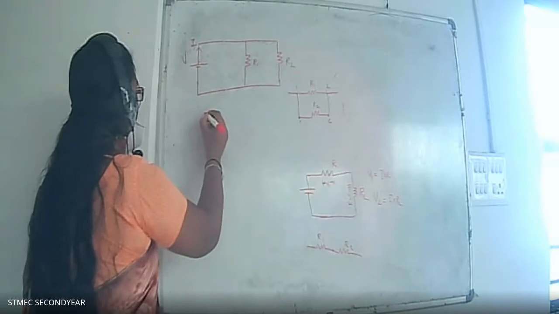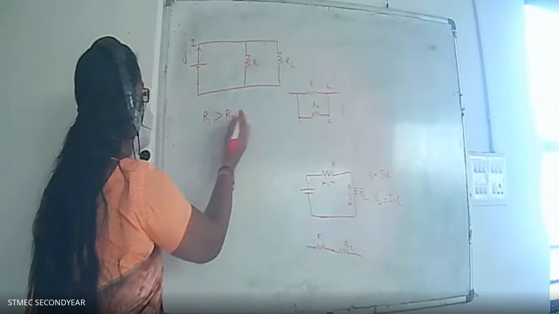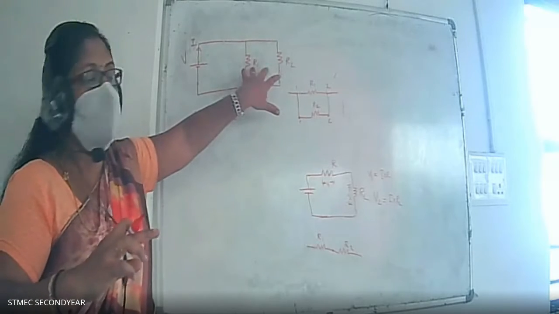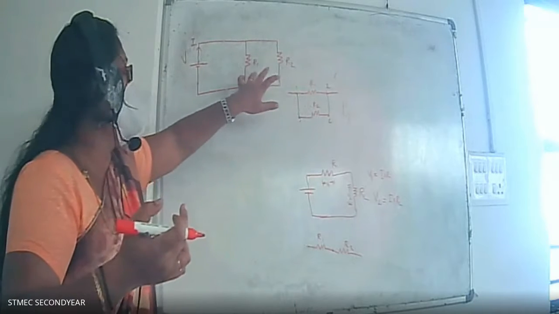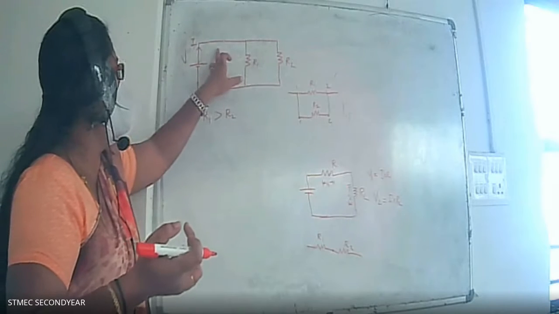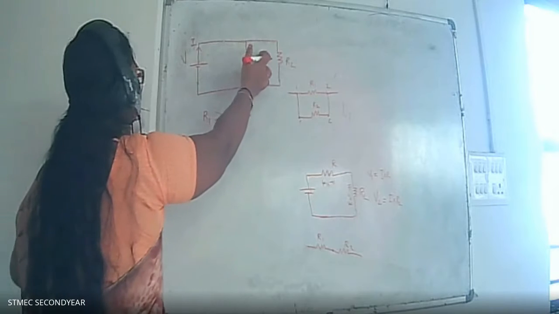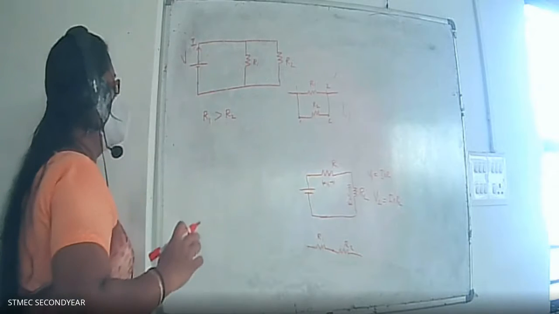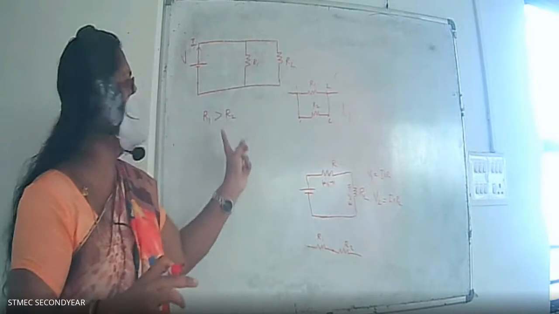Suppose I am telling one thing, that if R1 is greater than R2, what is its meaning? That is, this resistance is high and this resistance is low. That is its meaning. So what is the nature of the current? Since R1 is greater than R2, can you say which path will offer low resistance to this current?